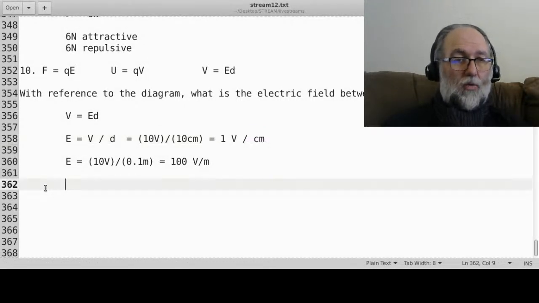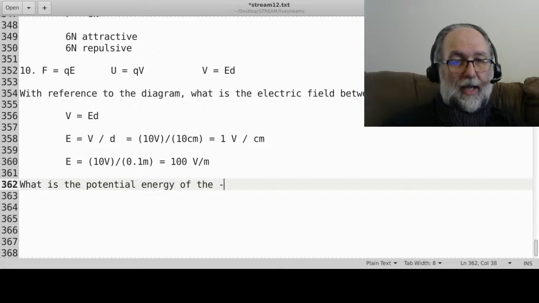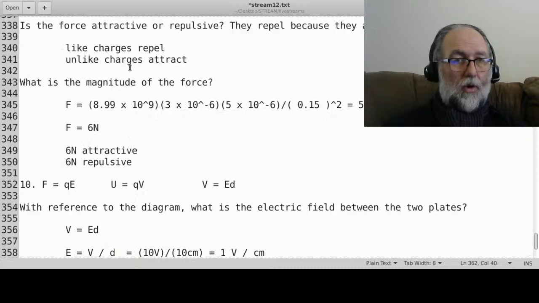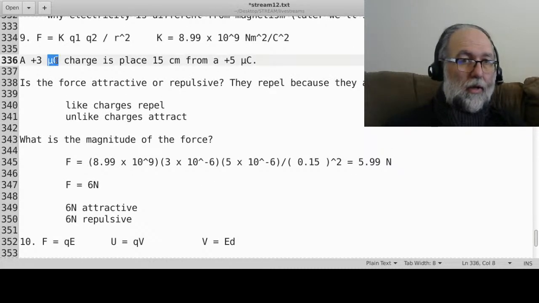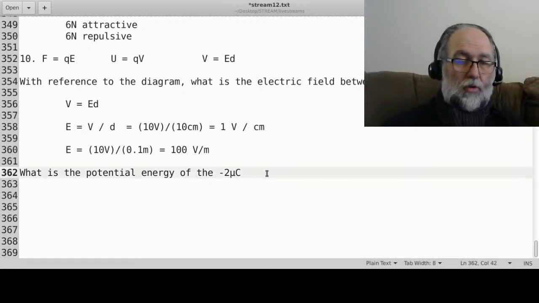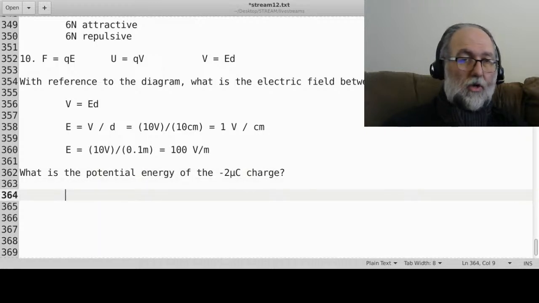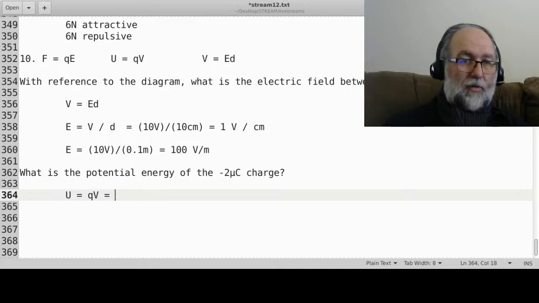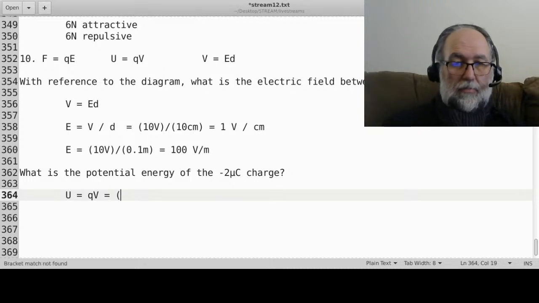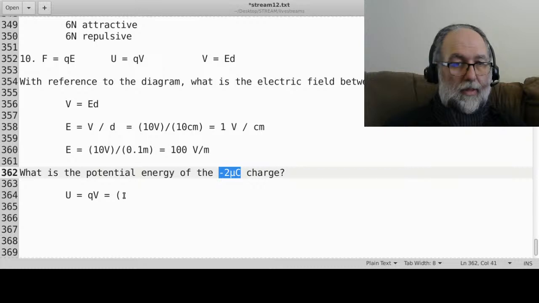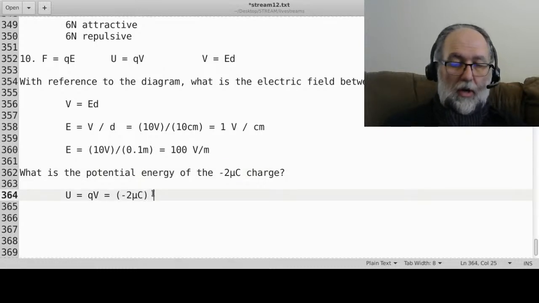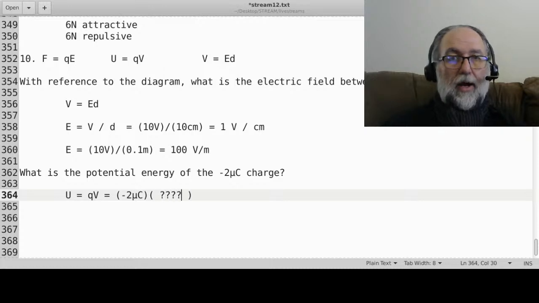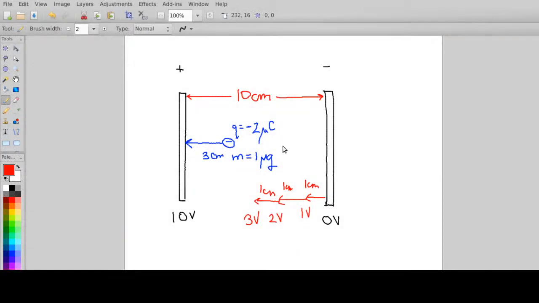There's our first question. The second question is, what is the potential energy of the -2 microcoulomb charge? So you say, well, how do I calculate that? That's this formula here, but we've got to be really careful with that one. It is -2 microcoulombs for the charge, for Q, but what's the V? What voltage do you put in there? Let's go back to that diagram and take a look.